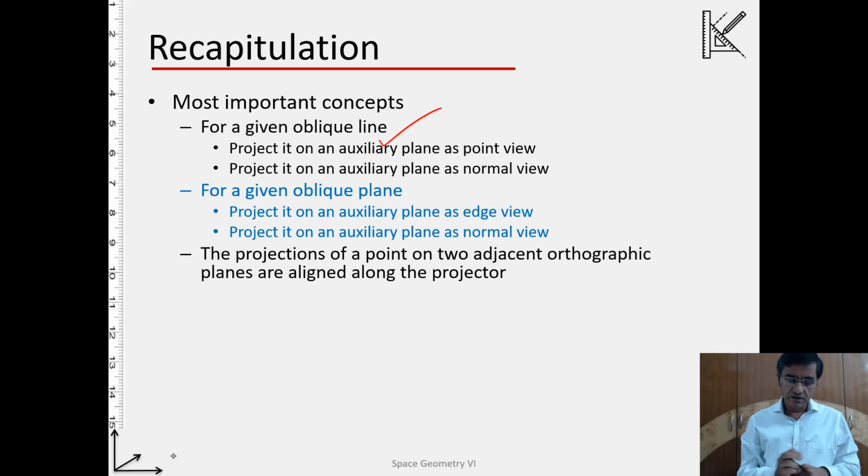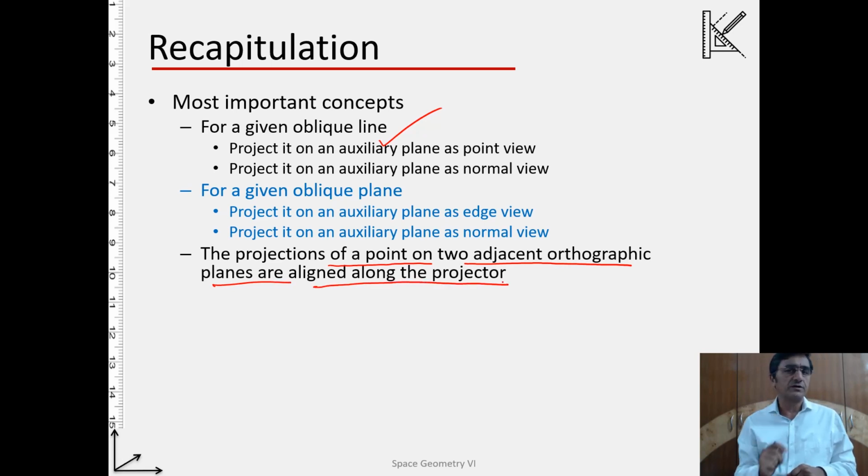Then a few more things. The projections of a point on two adjacent orthographic planes are aligned along the projector. What is the meaning of this? If we are talking about the frontal plane, horizontal plane, and the profile, let us take a point situated here. This point will have a projection on the frontal, and also a projection onto the horizontal principal plane. If I draw the projector from the horizontal principal plane perpendicular to the hinge line and take it further down, the projection of this point on the frontal will also be along the projector.